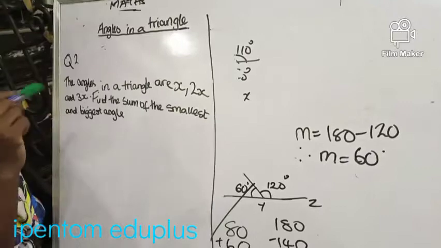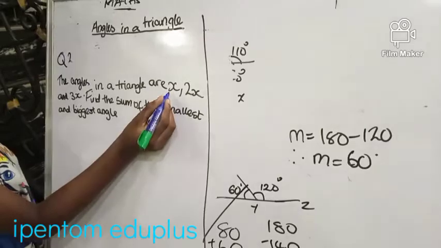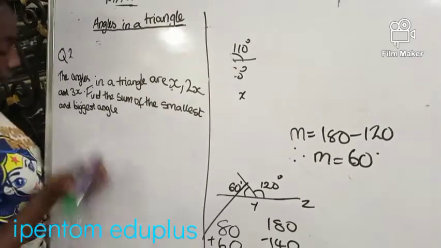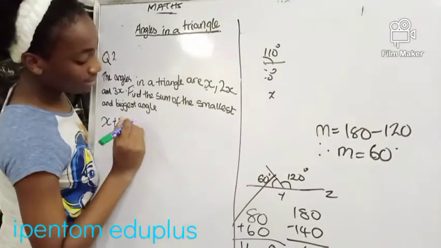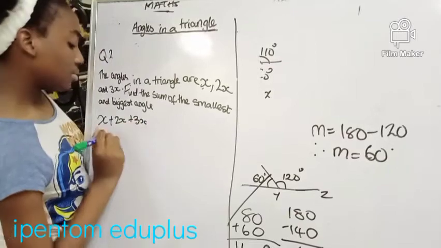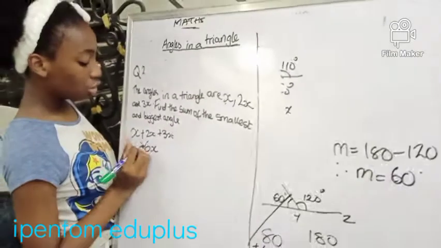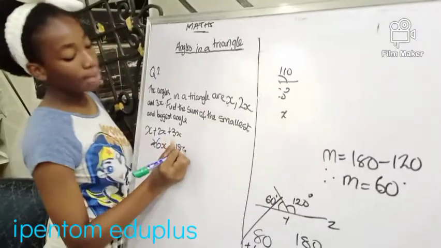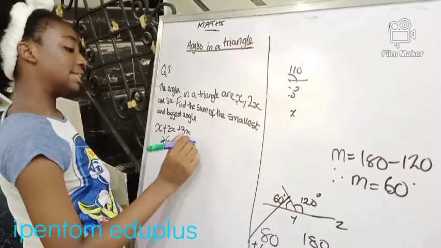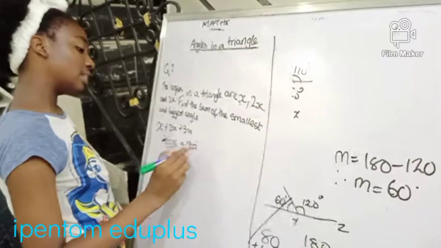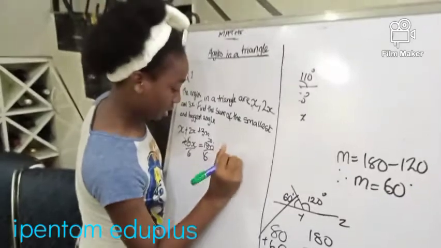Next, the angles are x, 2x, and 3x, and we are to find the sum of the smallest and biggest angle. So first we have to find x. How to do that is x plus 2x plus 3x, and that will be equal to 6x. So that will be 6x equals 180. I'm using 180 because the sum of angles in a triangle is equal to 180 degrees. So dividing by 6 on both sides, they cancel, and we get 30. Therefore, x is equal to 30.